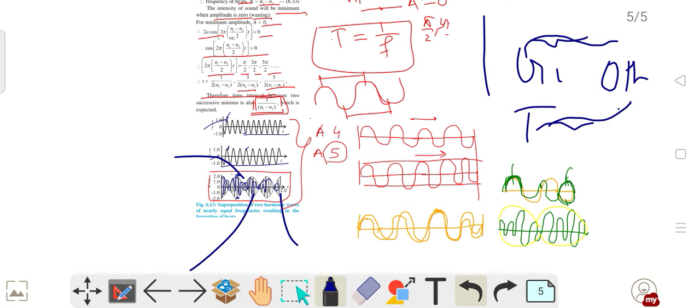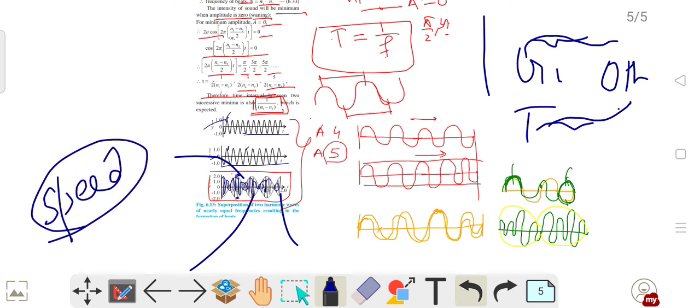Secondly, these beats are used to measure the speed. Okay, and that technique is used in submarines and in aeroplanes. How it is done, it is not in your syllabus, okay, but just remember that these beats are used to measure the speed and through Doppler effect, the phenomena you might have studied, it is not in your syllabus. So this I am not going in detail.